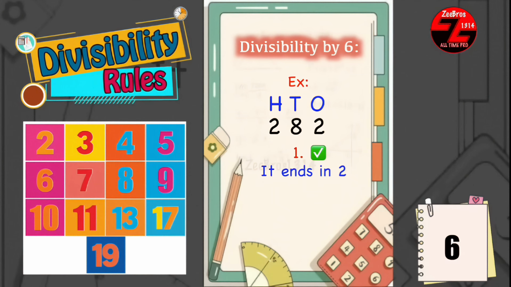For the second condition, we have to check the divisibility by 3. For this, we need to add all the digits of the number, which is 2 plus 8 plus 2, which makes 12. 12 comes in the table of 3, so the number is divisible by 3. As both the conditions are coming true, the number is divisible by 6.